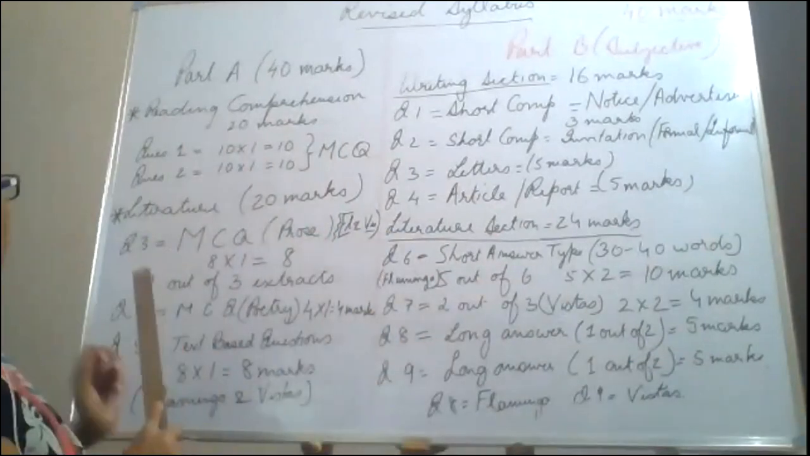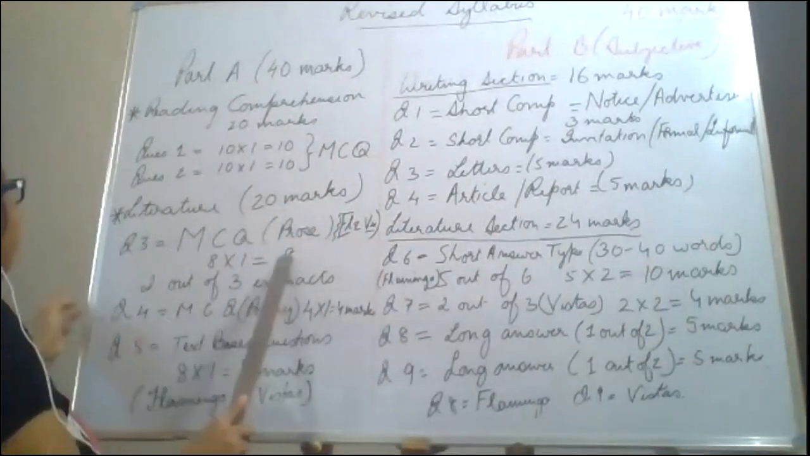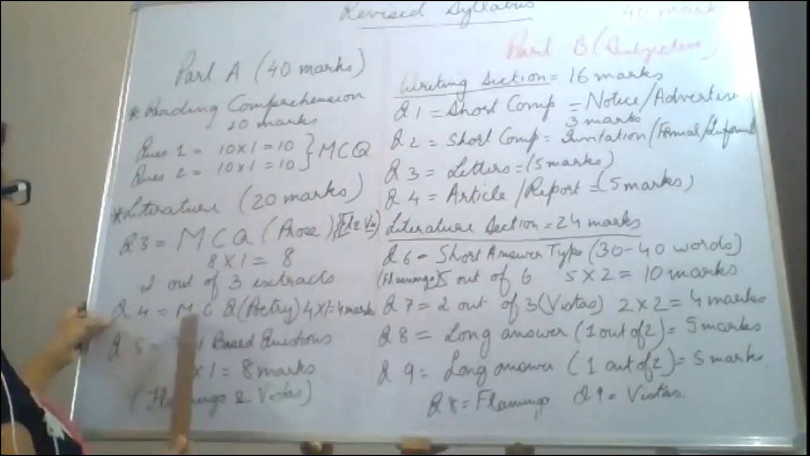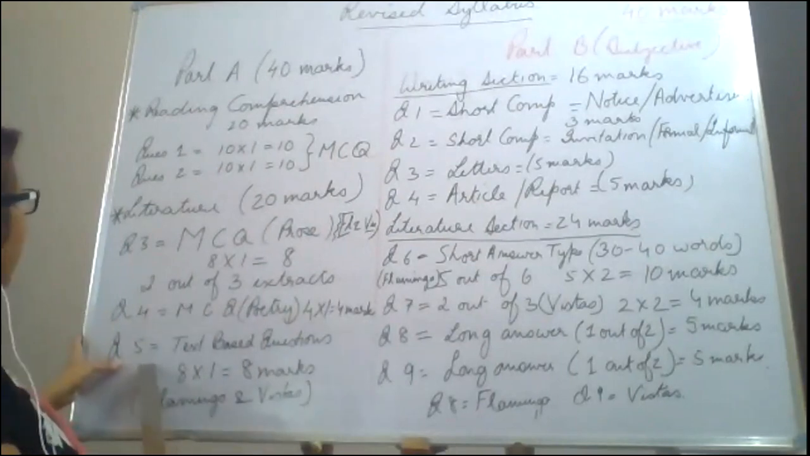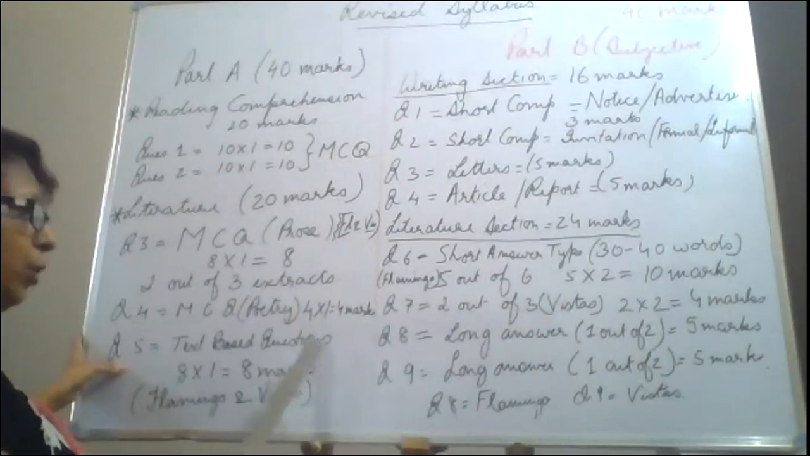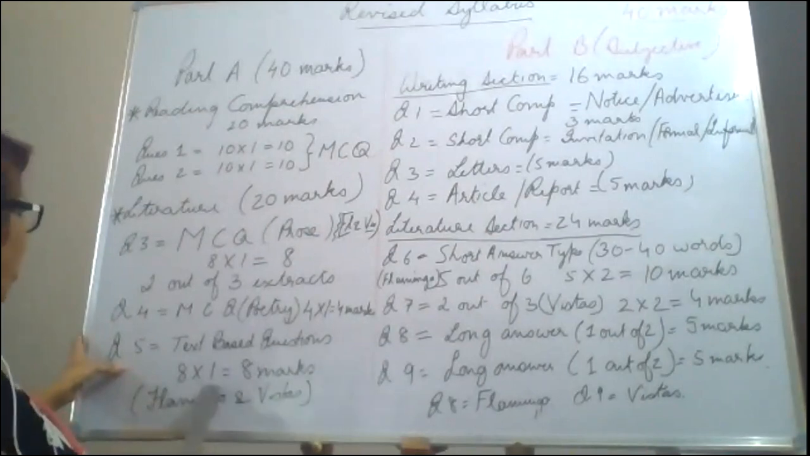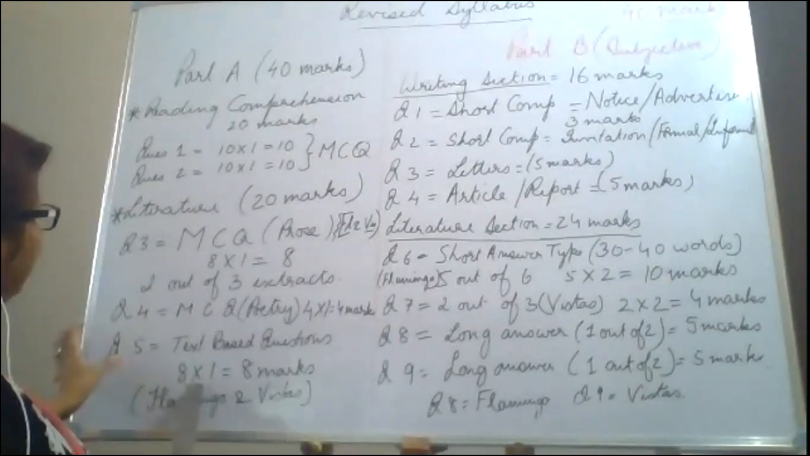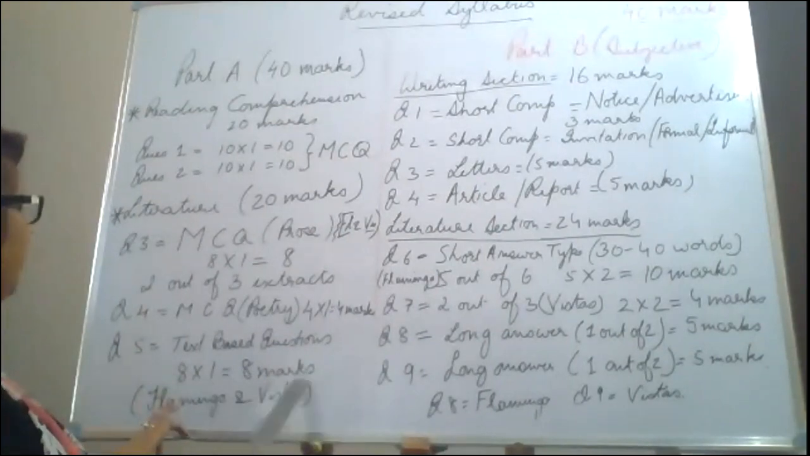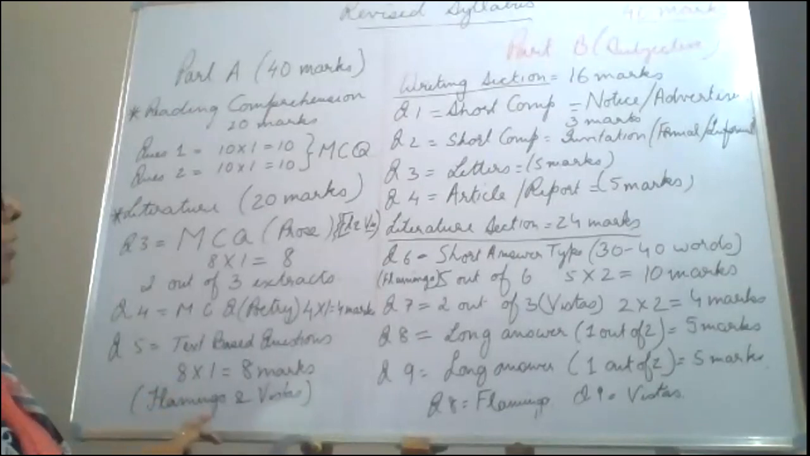Okay, then you have 2 out of 3 extracts you'll be getting in this, as I have told you. Question number 4, again it is MCQ, but this time it will be from poetry, obviously Flamingo. And then question number 5, you will be getting text-based questions, objective questions. It will be of 1 mark, though it won't be MCQ, your question number 5, and it will be of 8 marks. So it will be again from both Flamingo as well as Vistas.